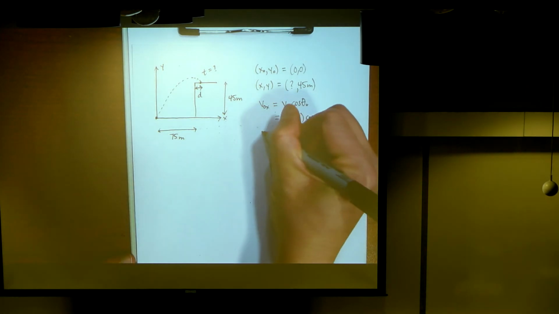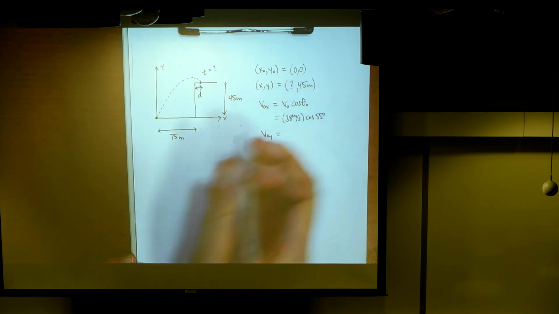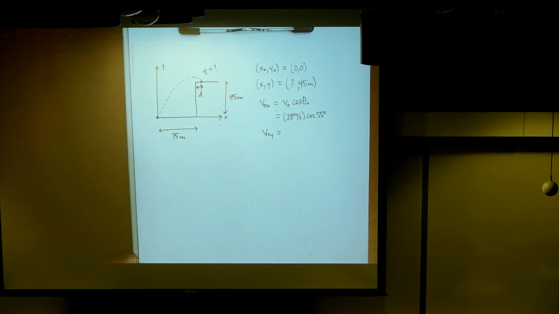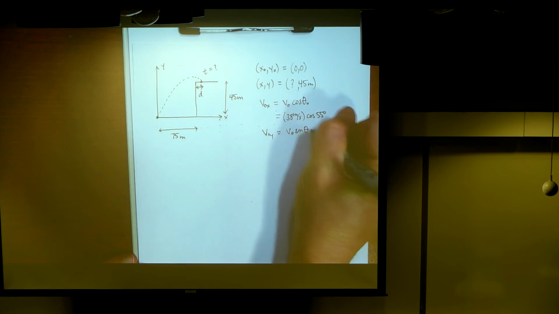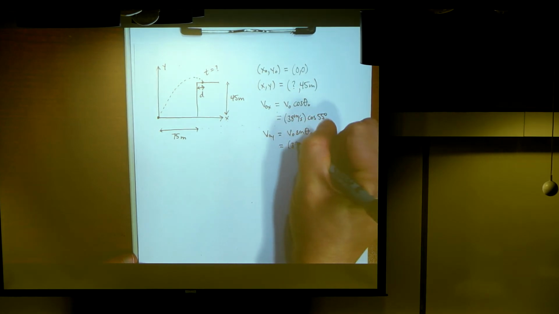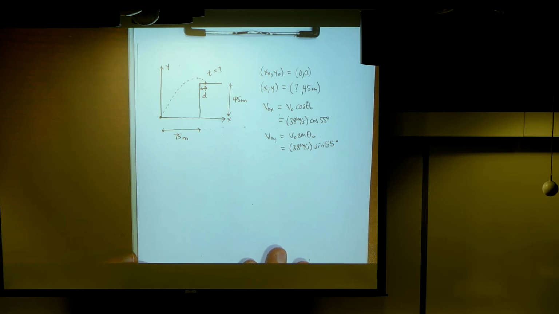And then for v naught y, what would I say about that? Same thing, but you're using sine. Yep, same thing, but with sine. So v naught sine theta naught, that's 38 meters per second, sine of 55 degrees. Okay, I think we've pretty much set the stage, right? This is all the information we know. So, how do I proceed? Any ideas?